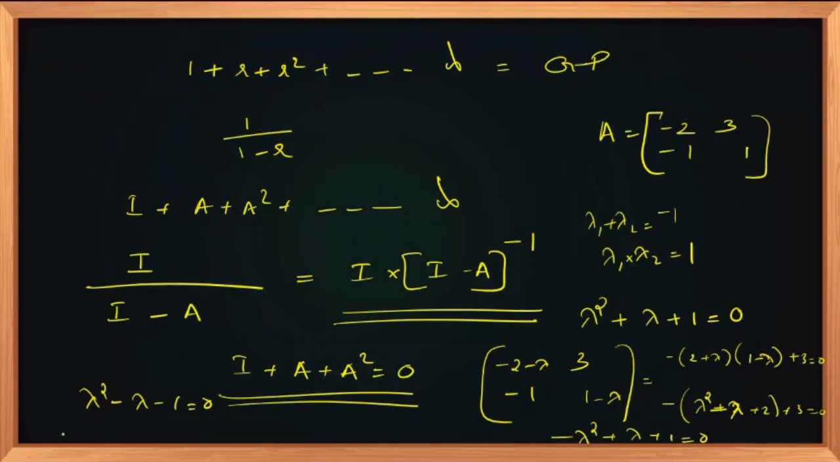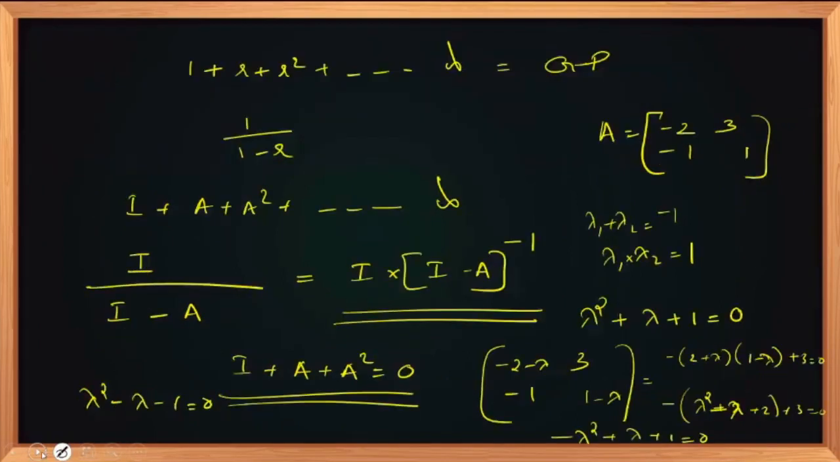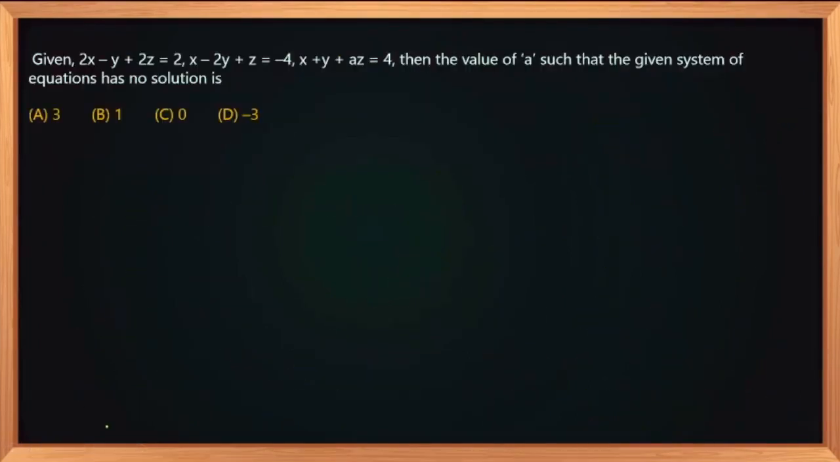So next question. Shall we move to the next question? Anybody want to copy this down? Copy it, right? Okay. So next question is this one. We need to cover some of the questions based on this simple idea of consistency of system of linear equations. Given 2x minus y plus 2z equal to 2, x minus 2y plus z equal to minus 4, and x plus y plus a z equal to 4, then the value of a such that the given system of equations has no solution is.